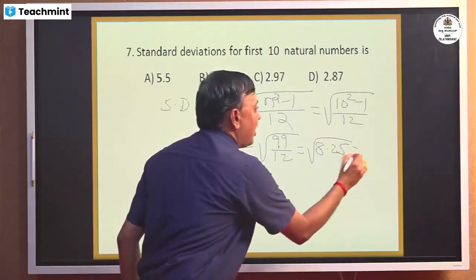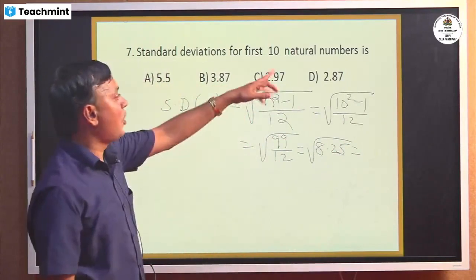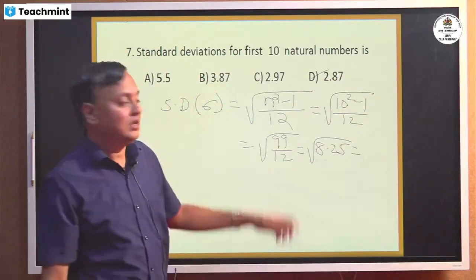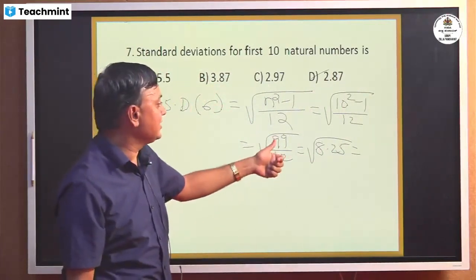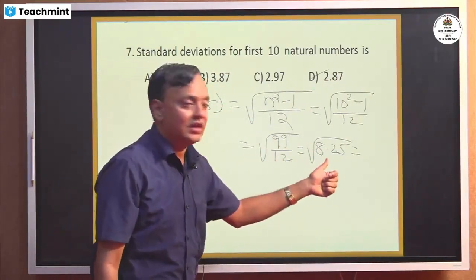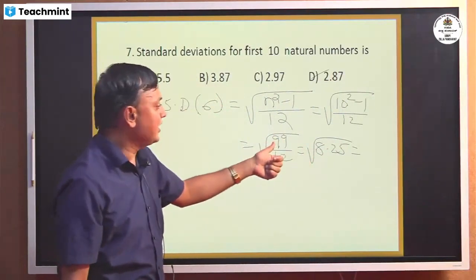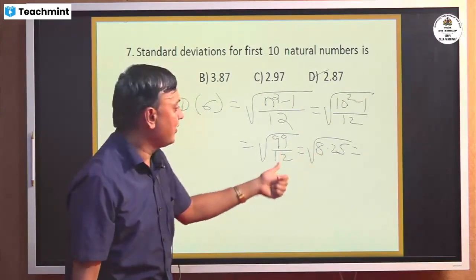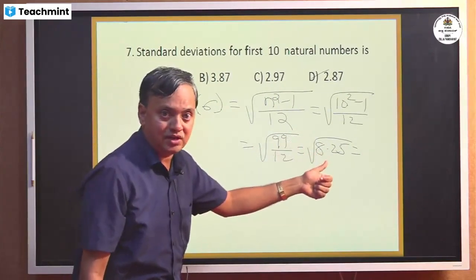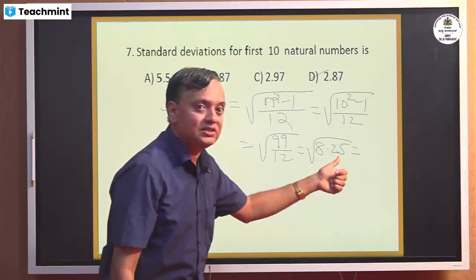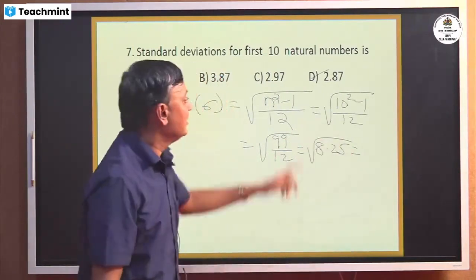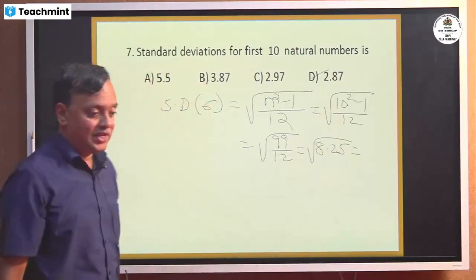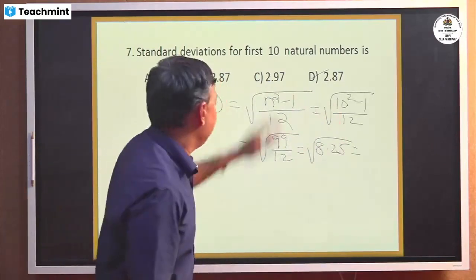So answer is here 2.87. Check it: 99 by 12. 12 8s are 96, correct? Then 3 remaining, 30; 12 2s are 24, then 6 remaining, then 60 becomes 60 by 12, so 8.25. Its root is 2.87. So the seventh answer is D.